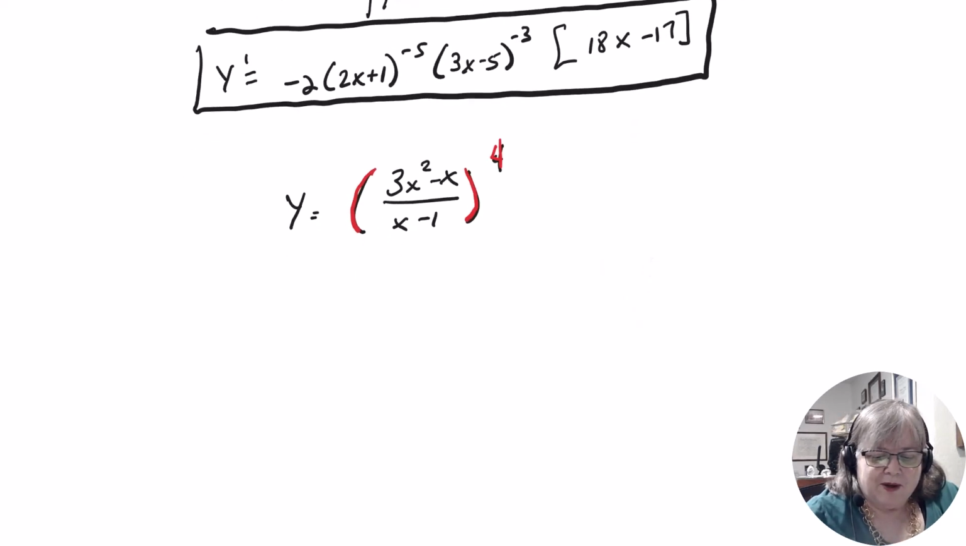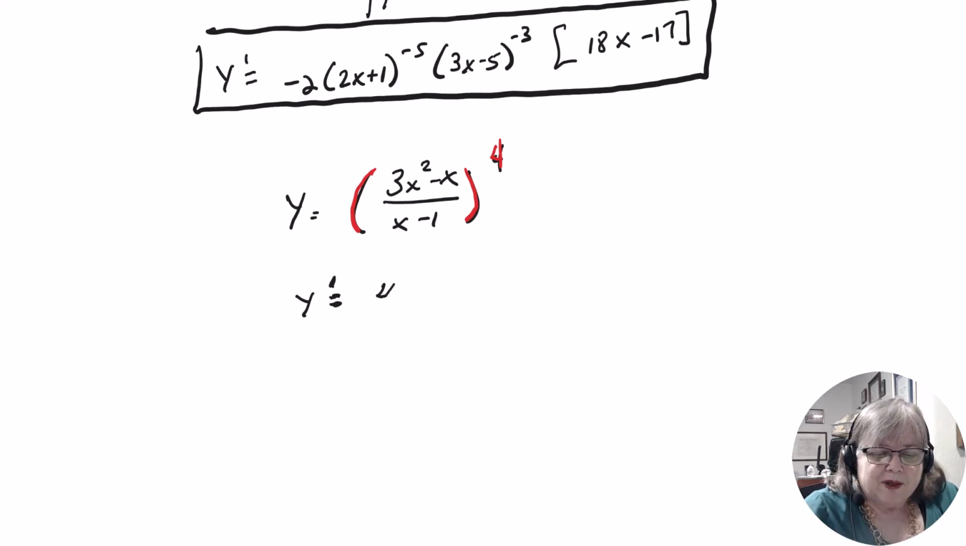So here we go. Y prime is. So you start with the outside and work your way in, which is the opposite direction from what you've learned all these years in algebra, where you started on the inside and worked your way out. So for this, for the chain rule, you work your way in. So how does the power rule go?